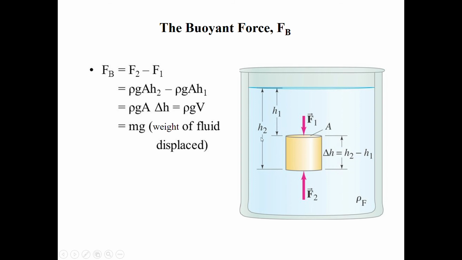Rho times V is the weight of the fluid that would have fit in the same volume as this object. So I've got maybe a brass cylinder under here, but this rho times V is the mass of water that would fit in that same volume if we're using rho as the rho of water. Okay, so sometimes people say the weight of the fluid displaced.